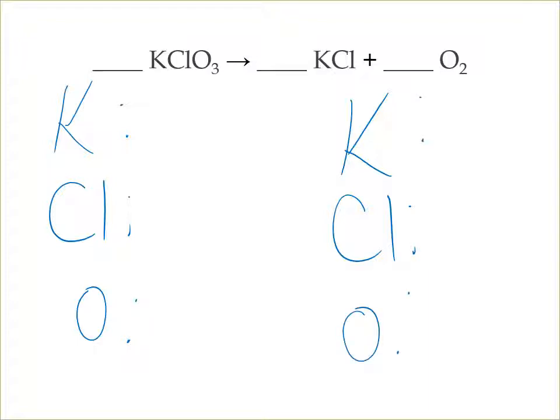Let's just count. On the left, there's no numbers next to K and Cl, so I know I have one of each one. And there's a 3 next to O, so I know I have 3 oxygens. On the right, again, no numbers next to K and Cl, so I have one of each one. And now there are 2 oxygens. Potassium and chlorine are already balanced as is, so I'm just going to have to balance my oxygens.